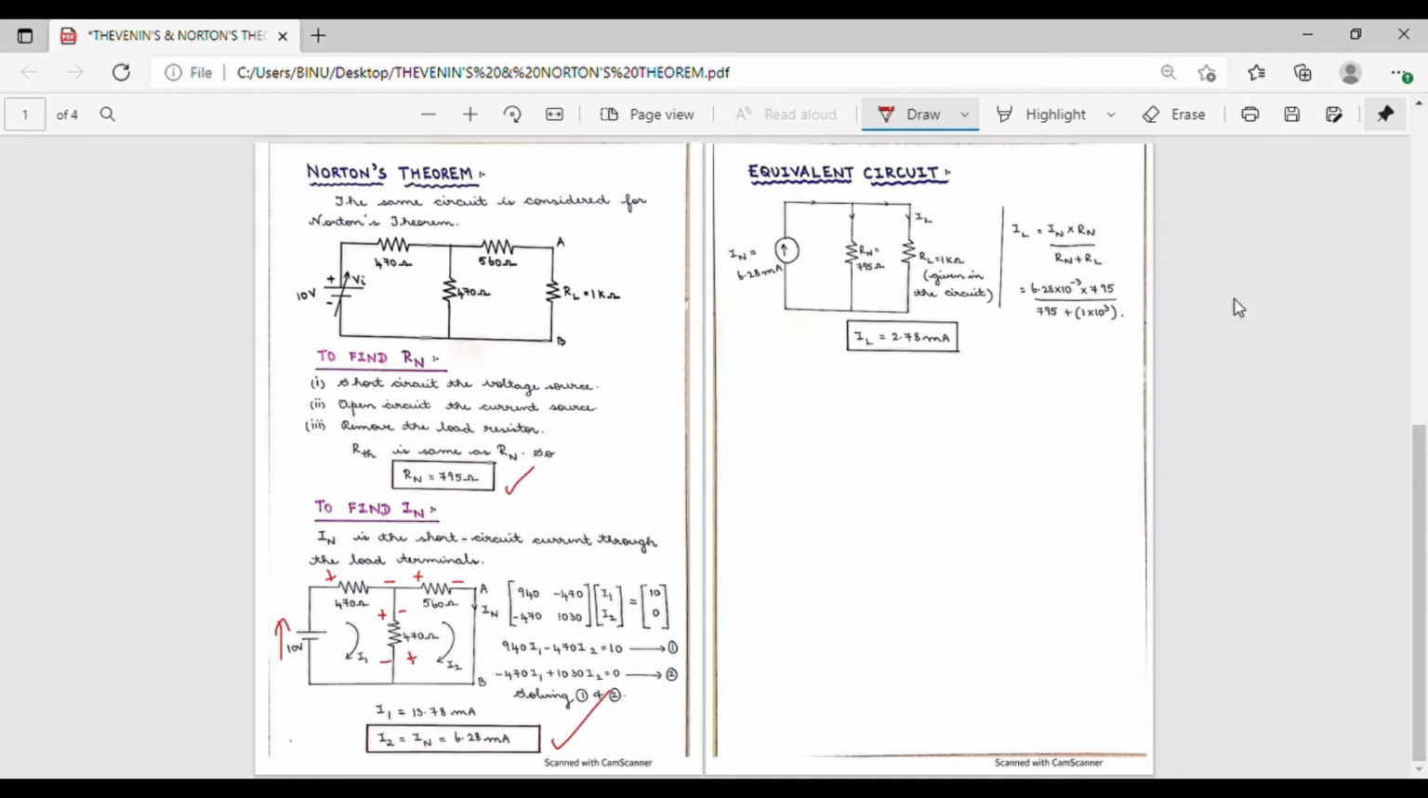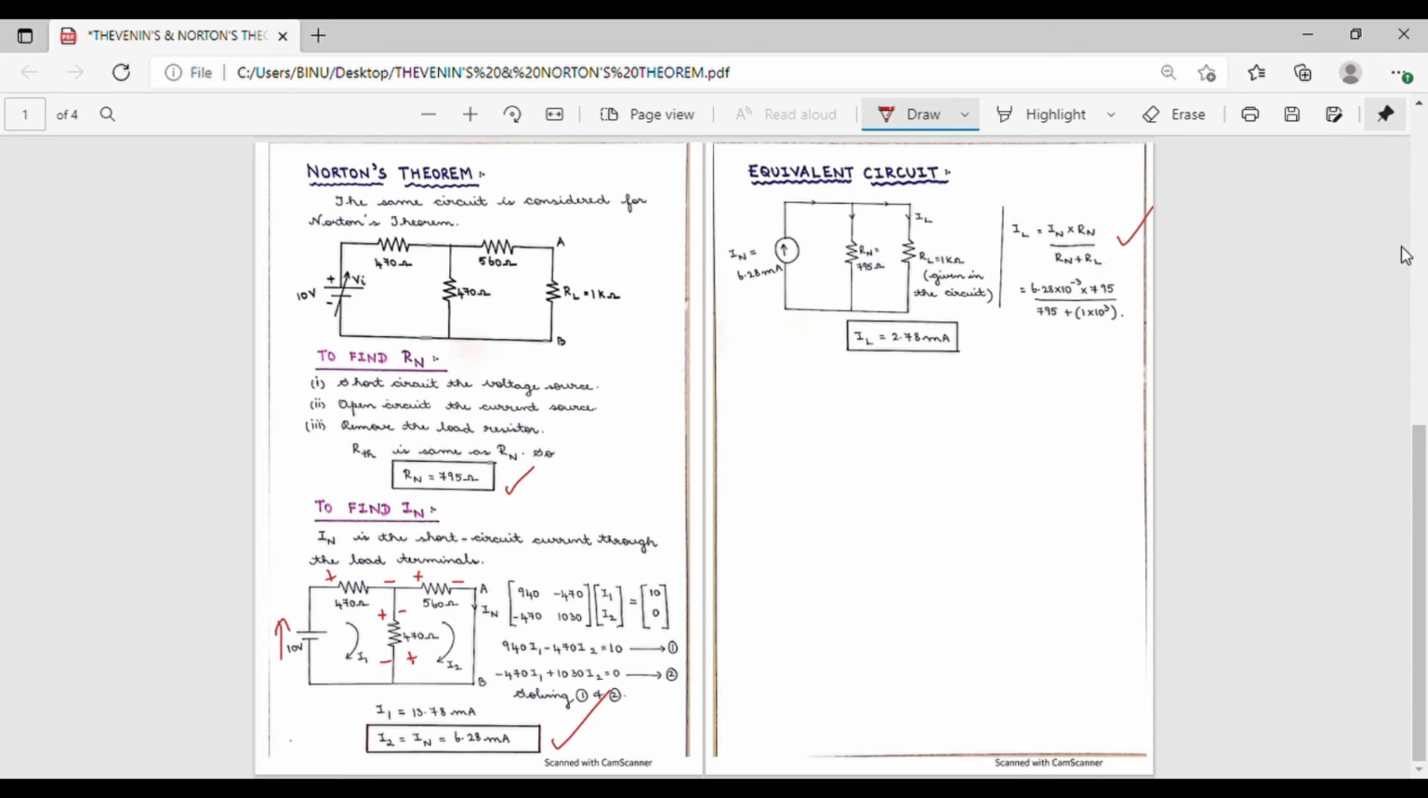We can apply the current division rule. As per the current division rule, the current that is flowing through any branch is equal to the total current into opposite resistance divided by sum of the resistances. In order to find the current that is flowing through the resistor RL, we are using the formula: the total current, which is IN, into opposite resistance RN divided by sum of the resistances RN plus RL.